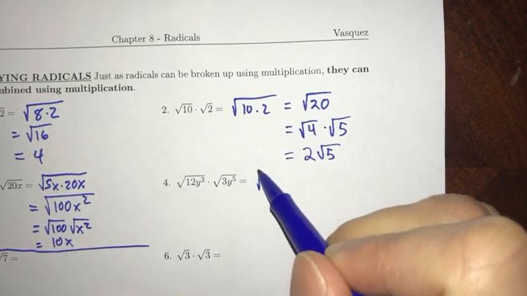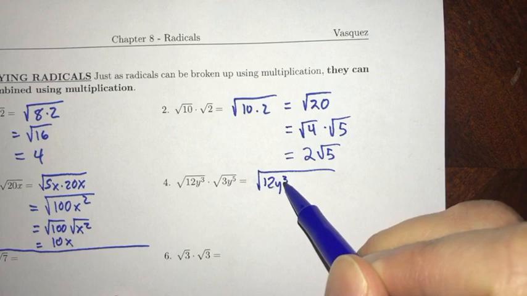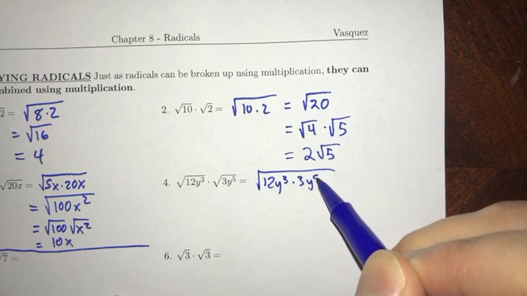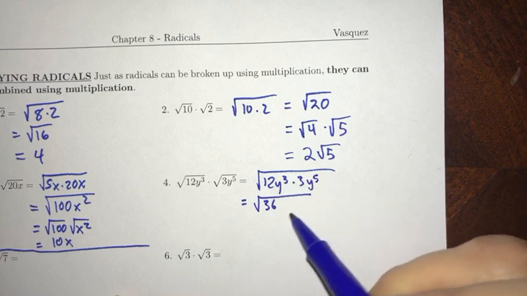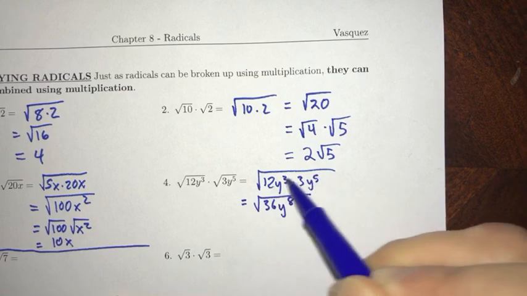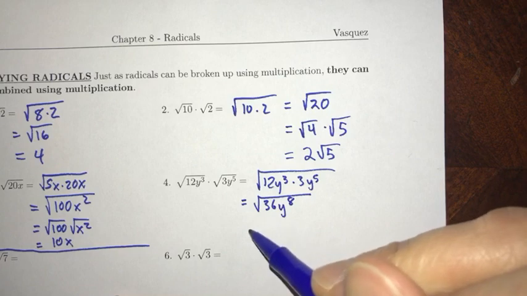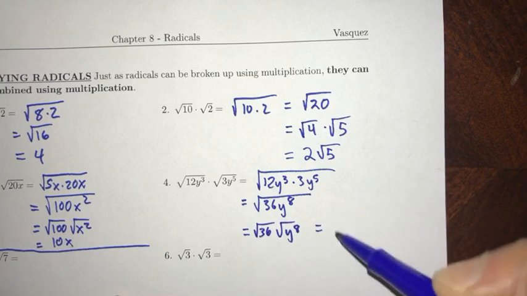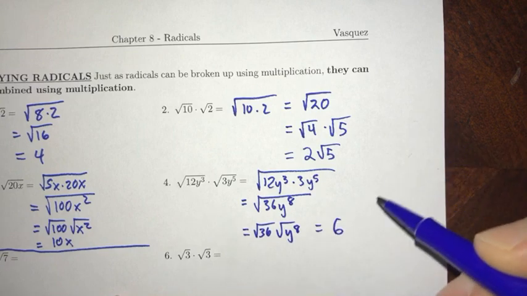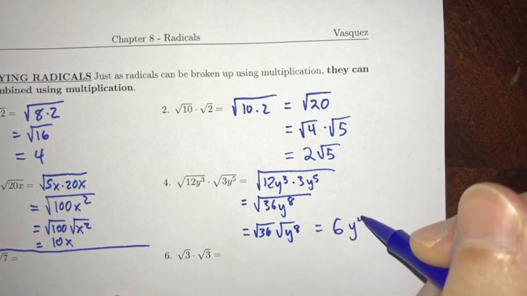Another one here, let's multiply these together. 12y to the third times 3y to the fifth. 12 times 3 is 36. Y to the third, y to the fifth is y to the eighth. We're adding those powers together. And of course, the square root of 36, the square root of y to the eighth. I'm going to write it over here. Square root of 36 is 6. The square root of y to the eighth is y to the fourth.